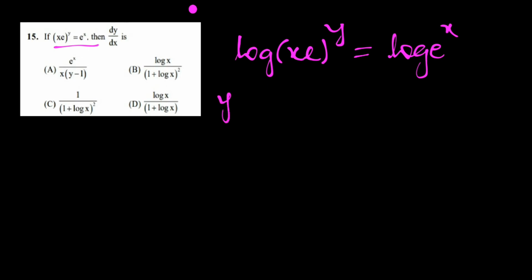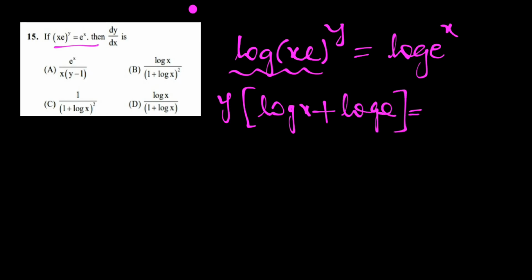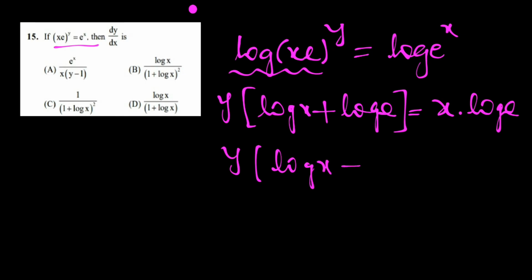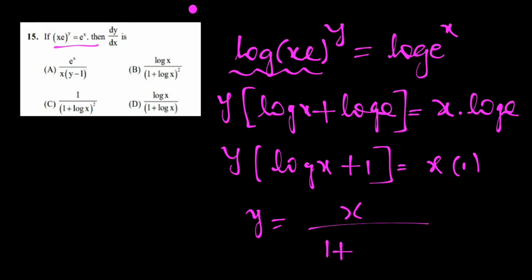y into log x e, that I'll make as log x plus log e. Log AB formula also used, x into log e. So log e answer is 1. So x into 1. So y value is x by 1 plus log x, I am writing.